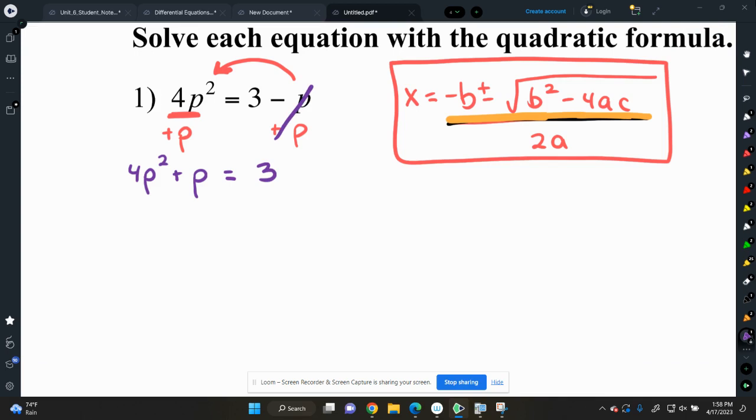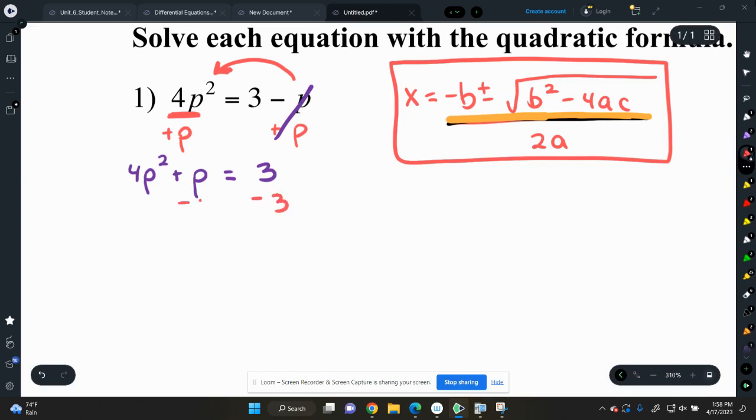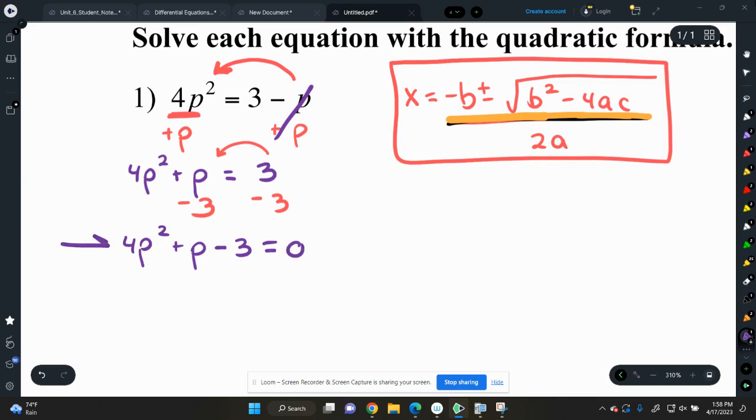Okay? Now we're going to go ahead and we're going to subtract 3 from both sides of the equation to get that 3 to the other side. We do the opposite. So now we have 4p squared plus p minus 3 equals 0. All of this just to get to the point that we can use the quadratic formula.